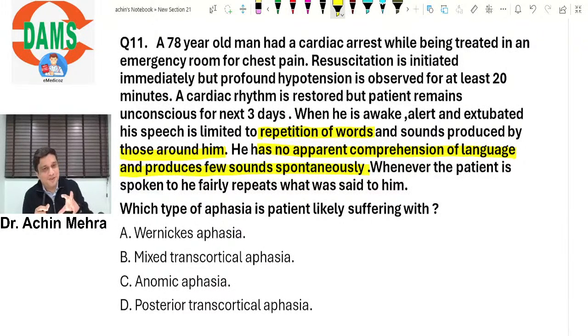Anyway, so this was something which was constantly done by him, repetition. He never understood the whole scenario, what's happening around him. Whatever we spoke to him, he repeated the same thing back. No worries. So this is a classical example of echolalia. Constant repetition. Which type of aphasia is he likely suffering with? Mixed transcortical or isolation aphasia. Correct.